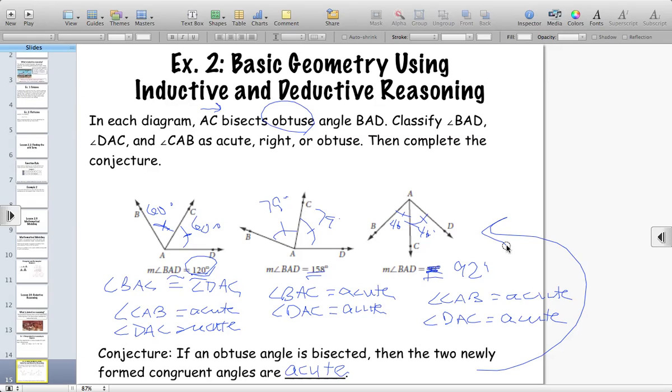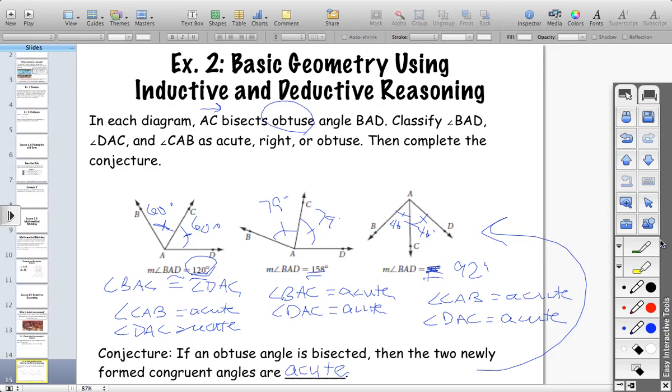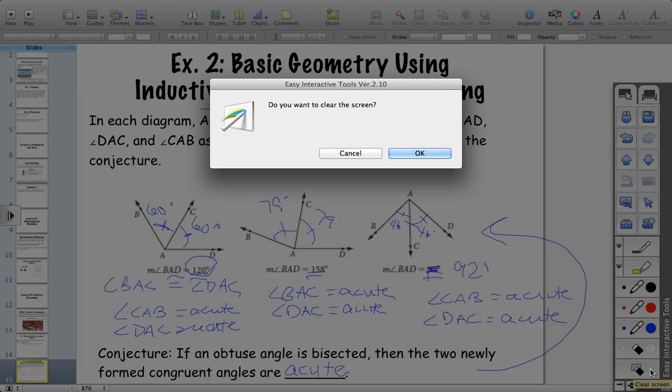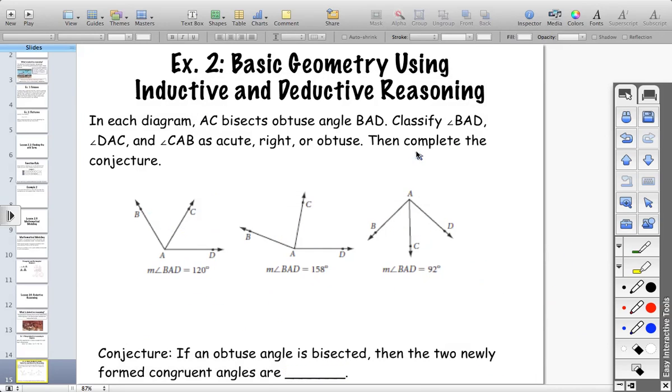All right, and that is it for this particular lesson. As we continue forward, we'll be adding more conjectures into our list that you will be required to know in order to solve future problems.